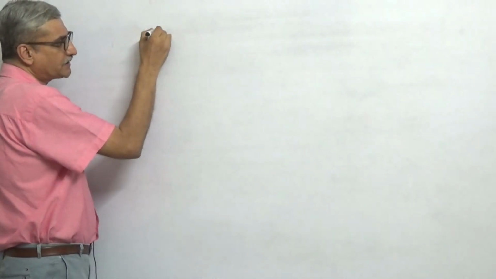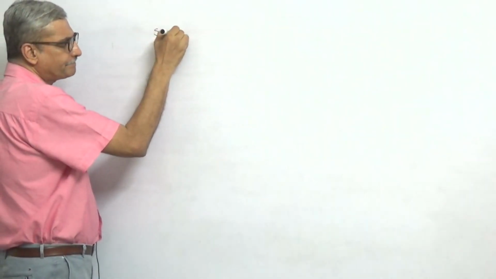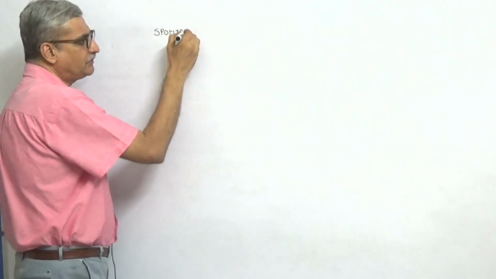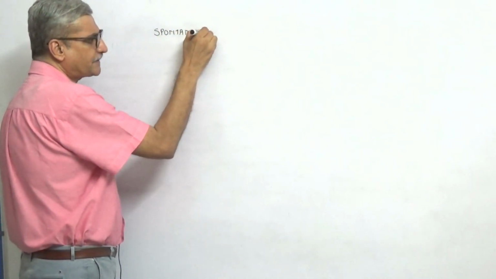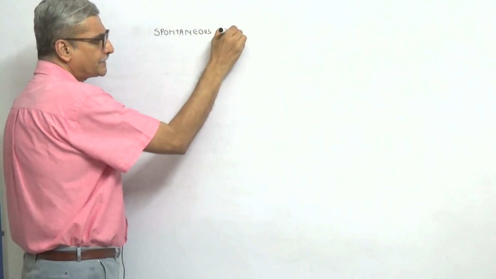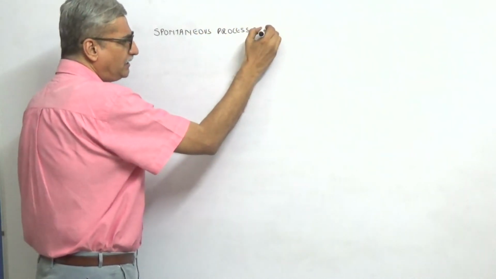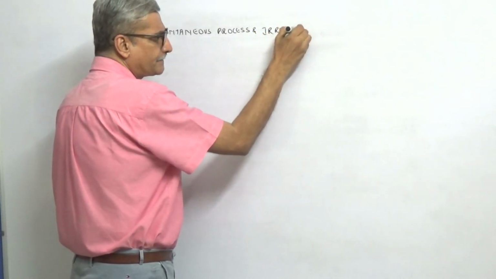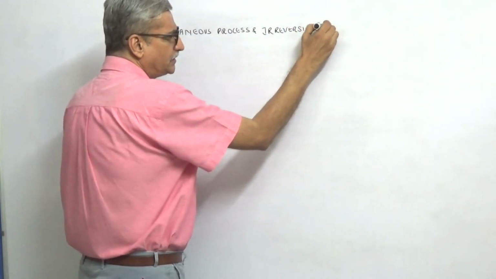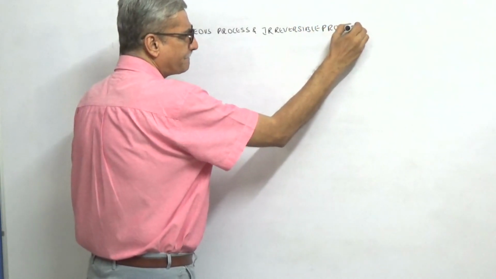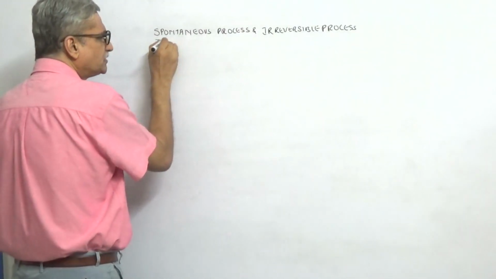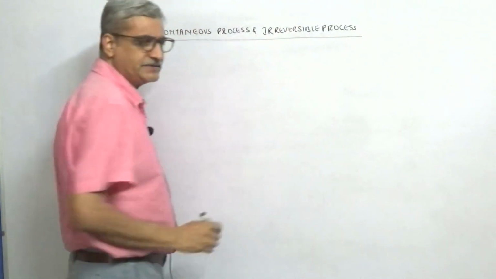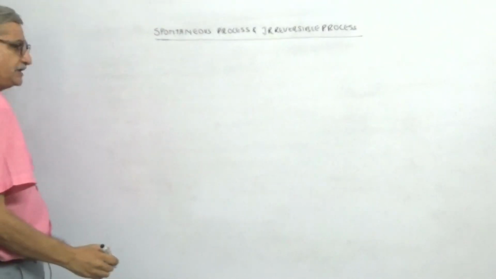Spontaneous process. We are talking about spontaneous process and irreversible process. Irreversible process. See, what happened was, essentially what they were trying to understand is why a chemical reaction takes place.